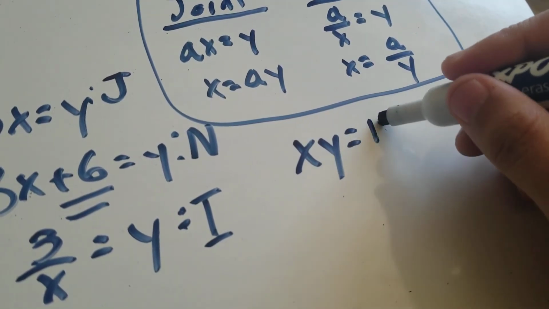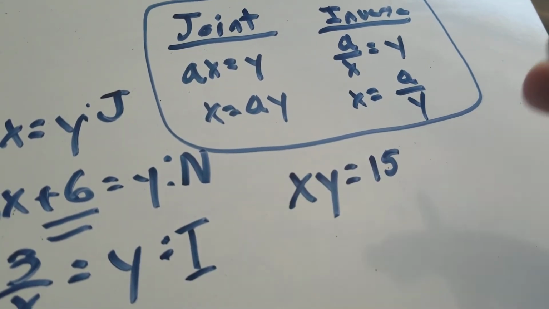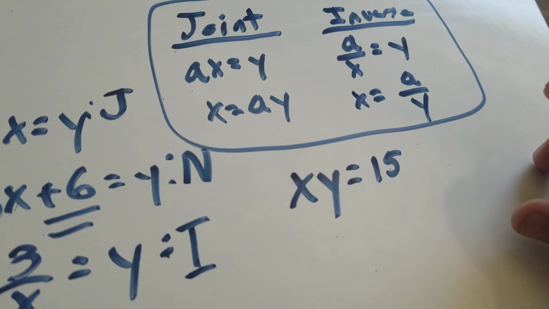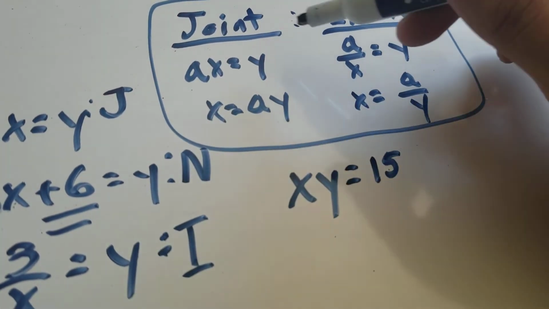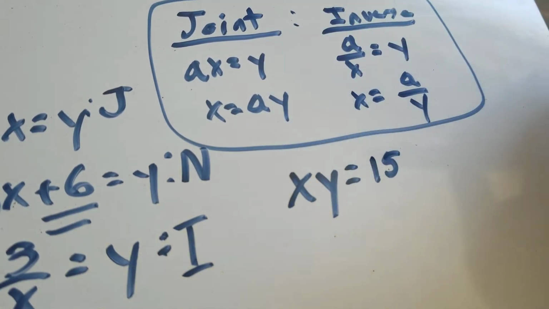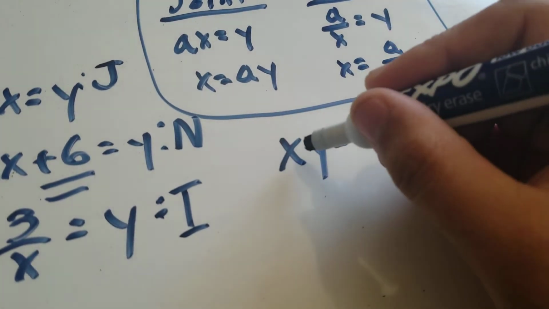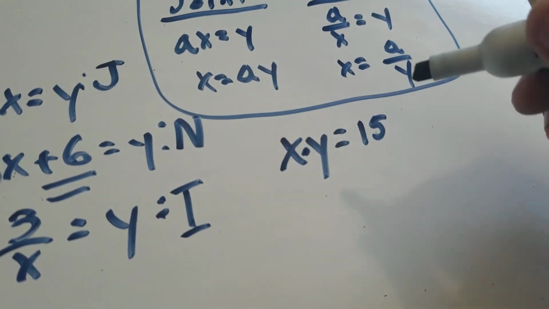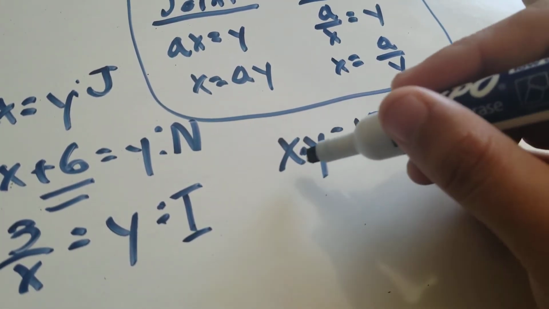So xy equals 15. And you're like, wait a second, Mr. Tobel. The x and the y is on the same side. What do we do? Well, that's a good question. In our joint and inverse variation tests, we have it where x and y are on separate sides of the equal sign. So the best thing to do is to move either the x or the y to the other side of the equal sign. Now this is x times y, so you have to think, what's the opposite of x times y? Well, it's x divided by y, or I should say y divided by x.